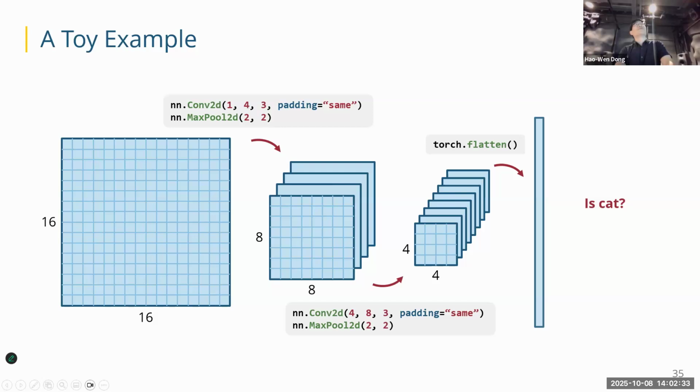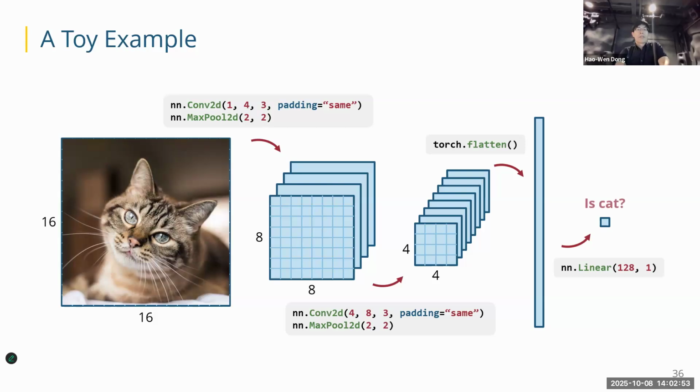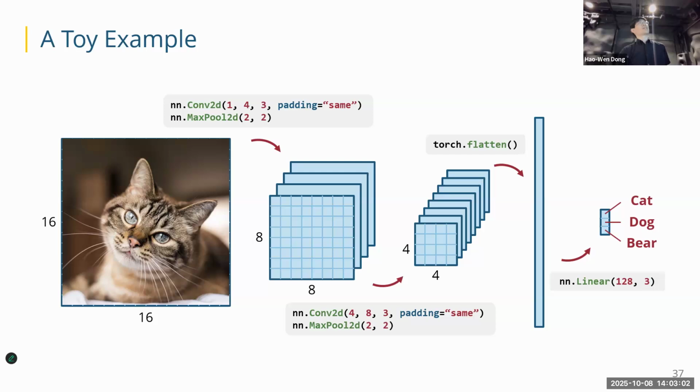And then you flatten it. Usually that's the last thing you do, and then potentially you go through several more deep linear layers, and at the end you output whether it's a cat. It could be just one single value, or if you are doing multi-class classification, then there will be multiple values. You can also do multi-class classification if you change the last layer to three.